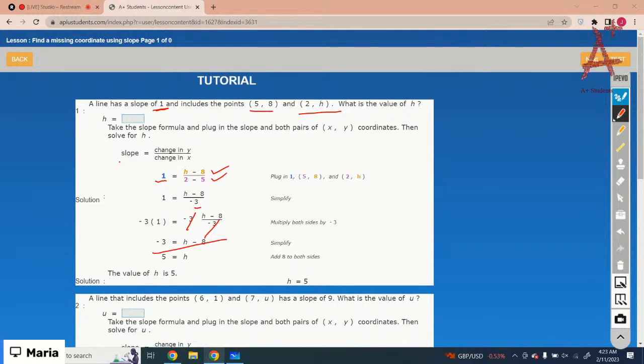So you can move 8 on the other side, it would be then added. So that here you have negative 3 equals h minus 8. You can just add 8 both sides. Got it? Negative 8 plus 8, you are left with h, and 8 minus 3 is 5. That means the missing point is h equals 5.